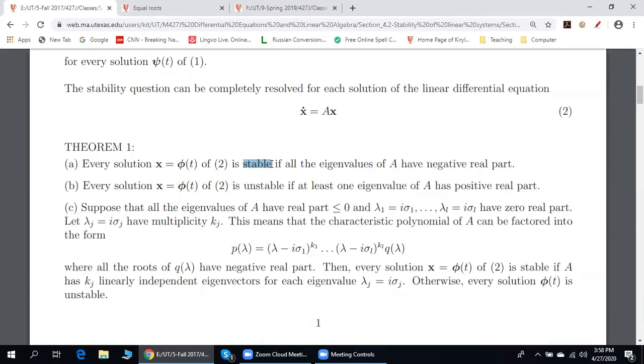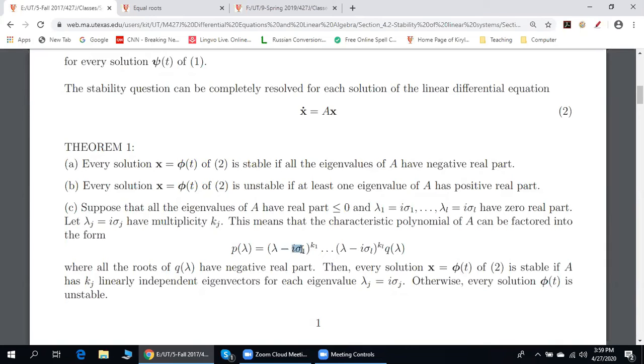But now imagine that some real parts are 0. What do we do in this case? In other words, suppose that there are no positive real parts, and suppose that not all real parts are negative. What do we do in this case? In this case, step 1, find multiplicity of each eigenvalue with 0 real part.